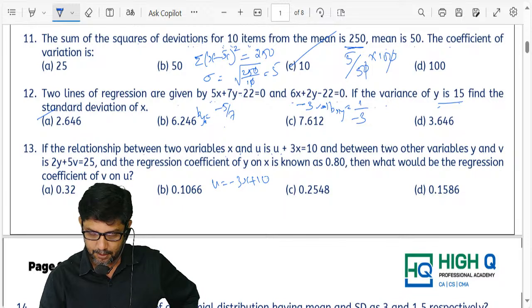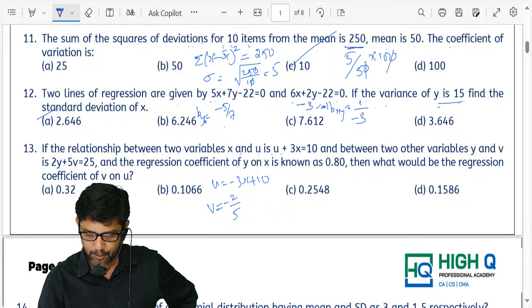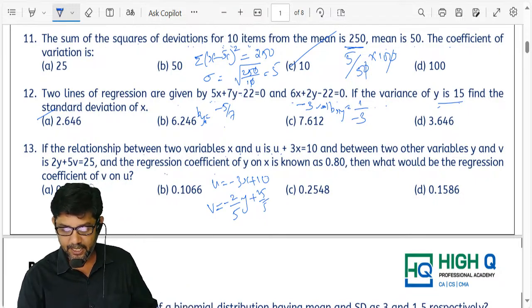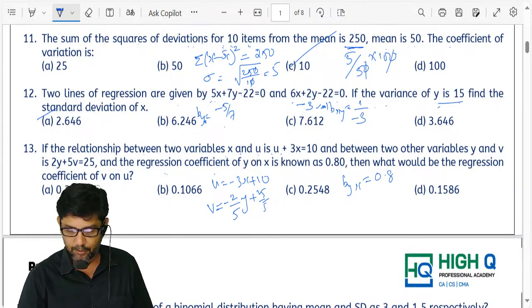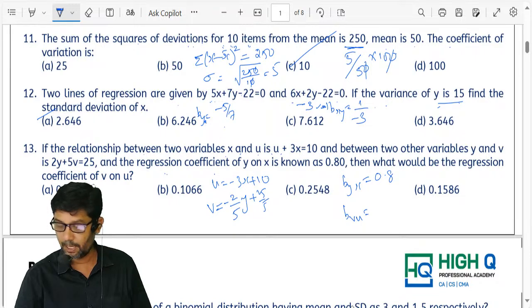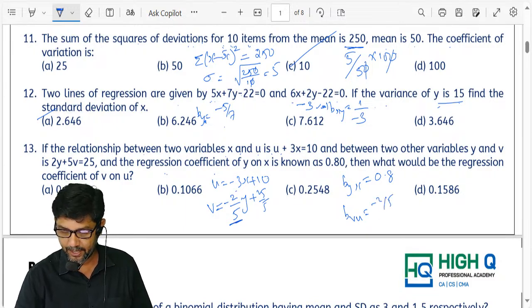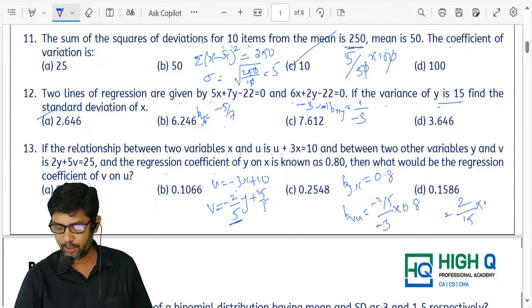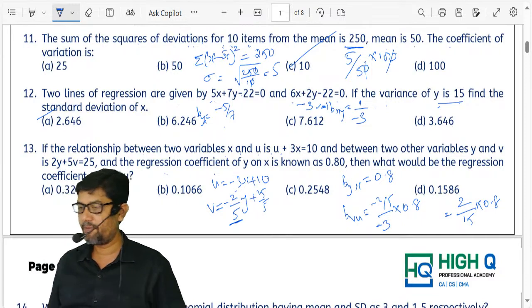Next, if the relationship between two variables x and u is u equal to minus 3x plus 10, and v is equal to minus 2 by 5 y plus 25 by 5. This is what is given. Here, the regression coefficient y on x, byx, is equal to 0.8. The question we need to find out is b vu. Am I right? What is b vu equal to? I told you already, coefficient of y divided by coefficient of x. So, minus 2 by 5 divided by minus 3 into 0.8. Yes. Can you please tell me what is the answer? Minus minus get cancelled. 2 by 15 into 0.8. Is it 1.6 divided by 15?